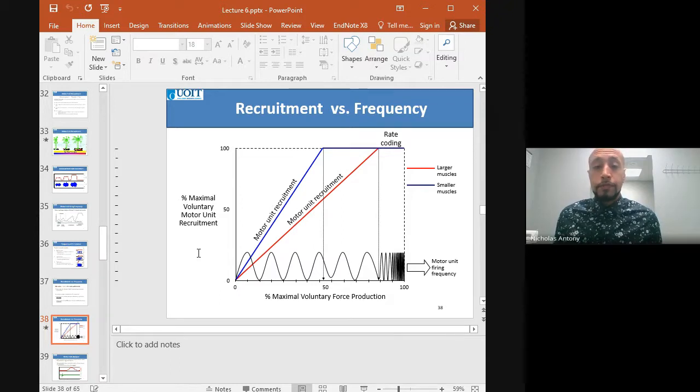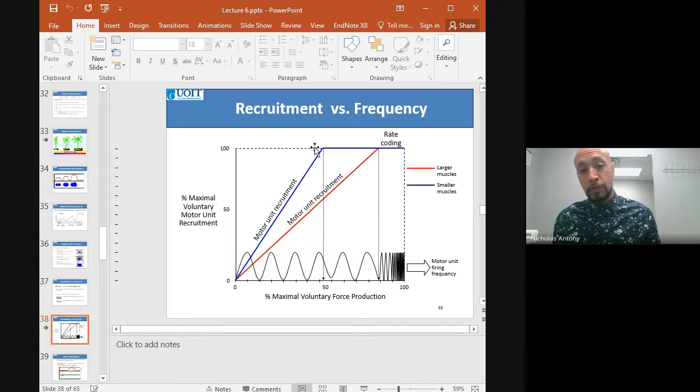Yep, you're right. Look at this graph here. Here we have the percent of maximal voluntary force production. They're contracting the muscle from 0 to 100%. And this is motor recruitment, so this is activating 0 to 100% of the available motor units of a muscle.